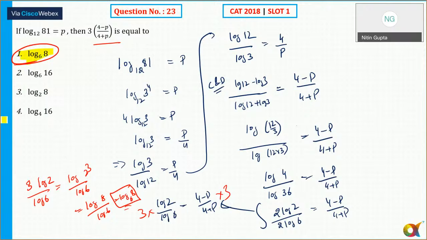Any doubts to anyone now in this question? Question number 23. Please respond if there are any doubts to anyone. There are 3 questions of log here. Damni, Nikita, Sushant, Anupam, Golu, everyone, guys. If there is no doubt, okay. So let's move to question number 24.